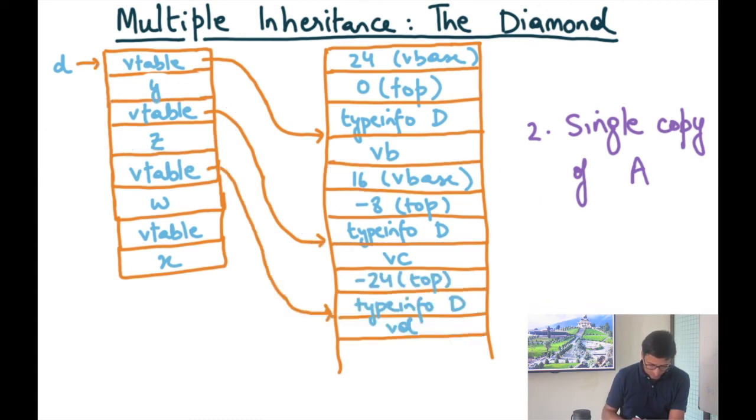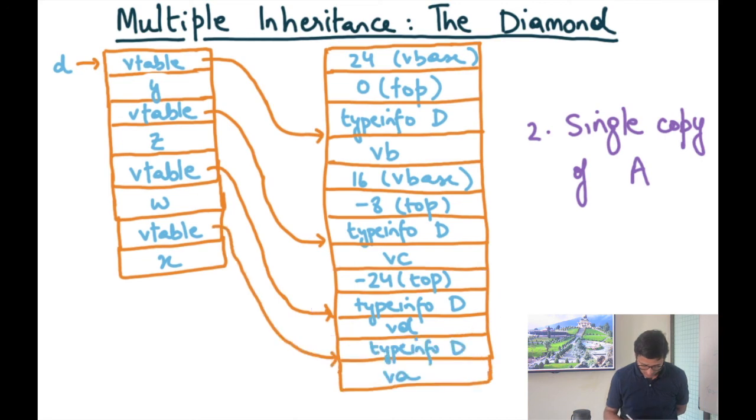All right. And so the rest of the fields are exactly as you would imagine. These are the remaining fields of D, and once again this is the top pointer, but here I don't need a VBase pointer because D doesn't have a virtual base class. And then these are the fields for A.